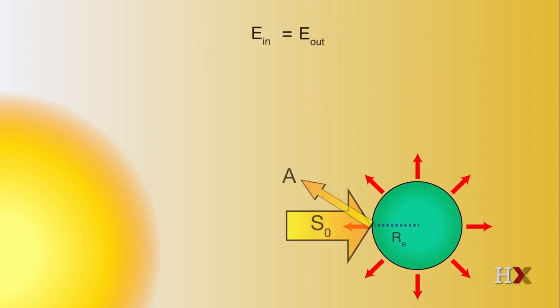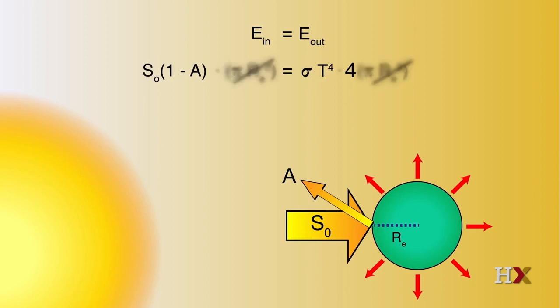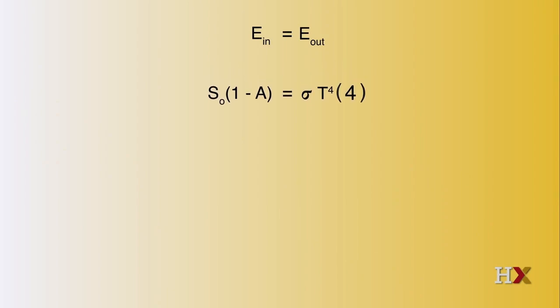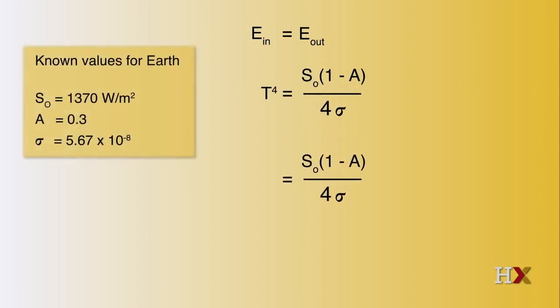So if the energy in equals the energy out, we can now expand this simple equation, canceling pi r squared from both sides of the equation. We end up with a simple relationship where S naught times 1 minus the albedo equals sigma T to the fourth times 4. Or rearranging, we get T to the fourth power equals the solar constant times 1 minus the albedo divided by 4 sigma.